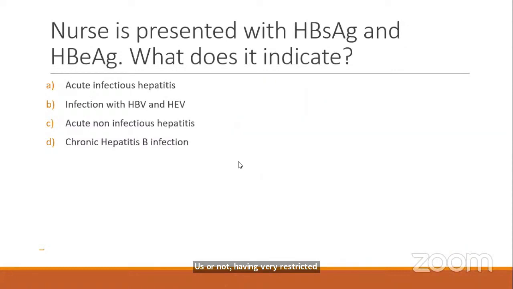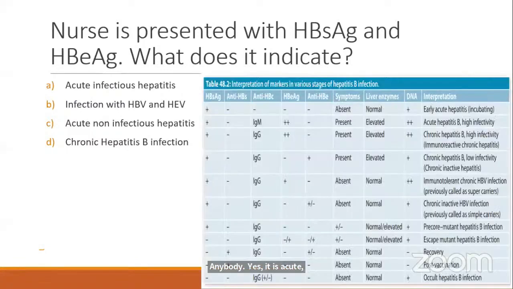So a nurse is presenting with hepatitis B surface antigen and hepatitis B e antigen. What does it indicate? Anybody? Yes, it is acute infectious hepatitis, because HBeAg is actually a marker of strong infectivity. This chart is present in the textbook also. I will give the PowerPoint PDF. You can go through it. There's not much time to go through this side bit, but it is very important.